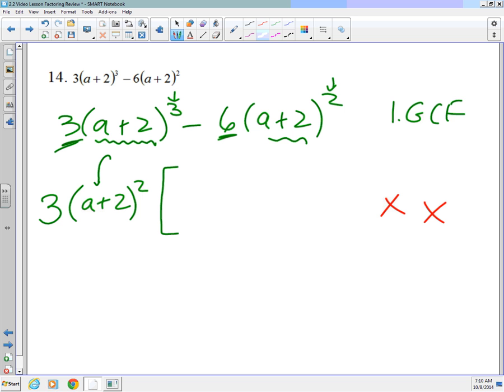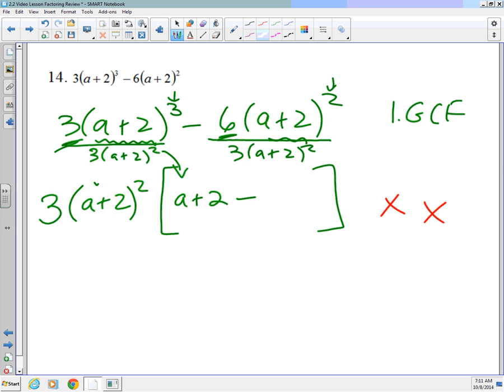And then we have to figure out what's left. So if I take 3 times a plus 2 cubed and divide it by 3 times a plus 2 squared, the 3's go away, and 2 of the a plus 2's go away. So I'm really left with a plus 2 from this division. Minus, let's see, 6a times a plus 2 squared divided by 3 times a plus 2 squared. The 6 divided by 3 is 2. And a plus 2 squared divided by itself is 1. So in reality here, I get 3 times a plus 2 squared times, well, a plus 2 minus 2 is just a.